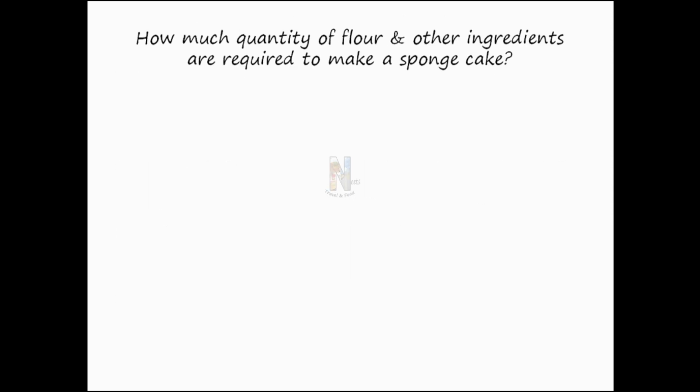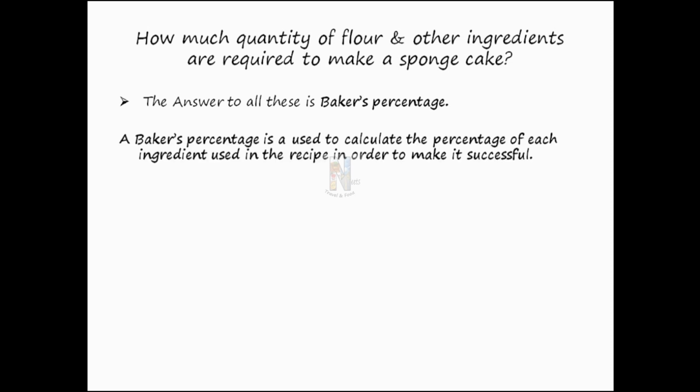The next question that arises in our mind is, how much quantity of flour and other ingredients are required to make a sponge cake? The answer to all this is baker's percentage. A baker's percentage is used to calculate the percentage of each ingredient used in the recipe in order to make it successful. It is the formula of balancing in baking.